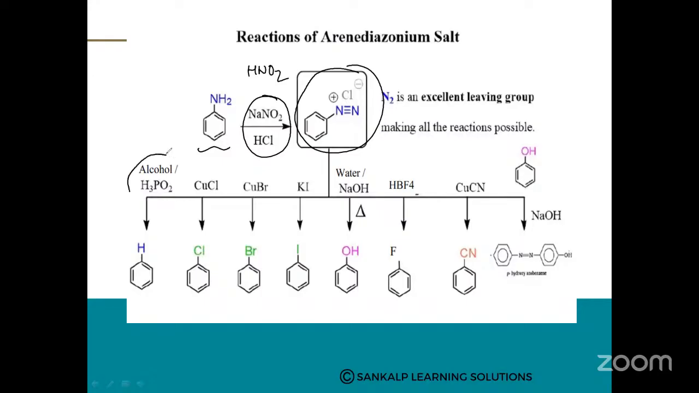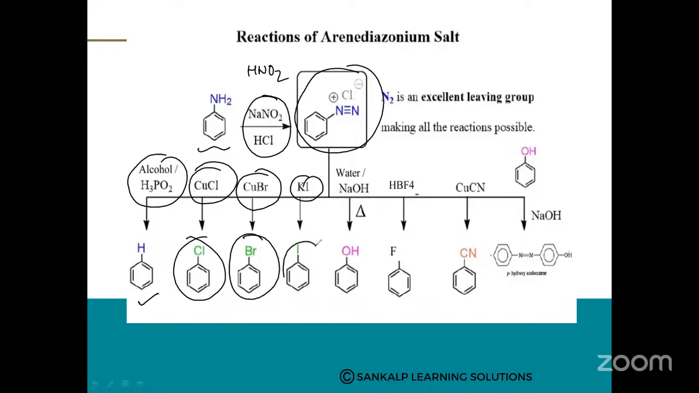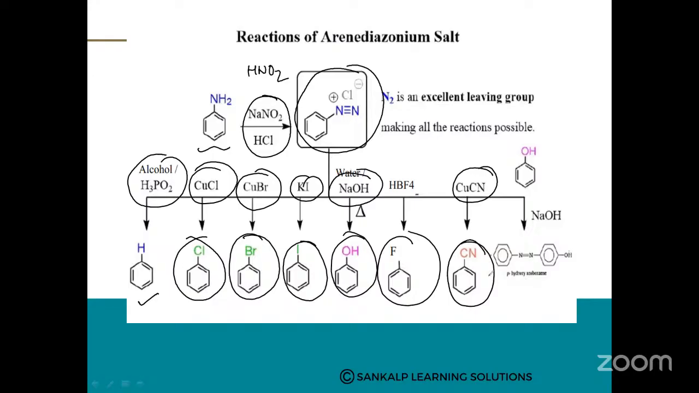With cuprous chloride, I'm going to get chlorobenzene. With cuprous bromide, I'm going to get bromobenzene. With KI, I'm going to get iodobenzene. I can use any number of reactions here. With NaOH, I'm going to get alcohol. With HBF4, I'm going to get fluorobenzene. With copper cyanide, I'm going to get cyanobenzene. So these are the various reactions which we can do on the benzene diazonium salt.